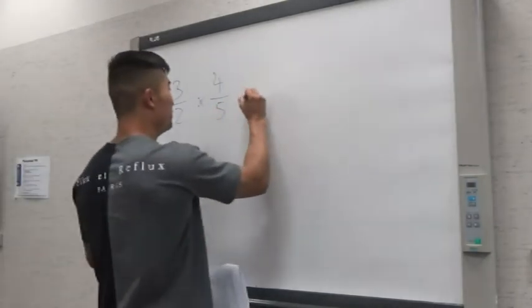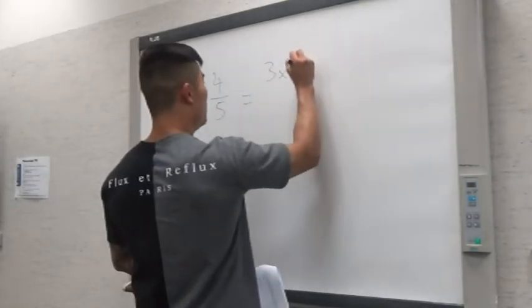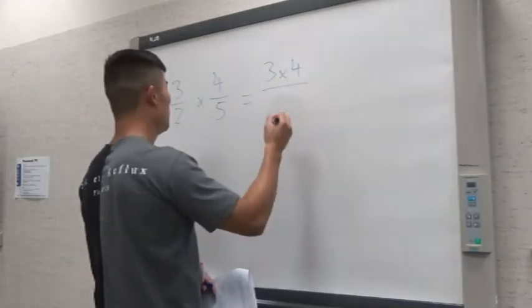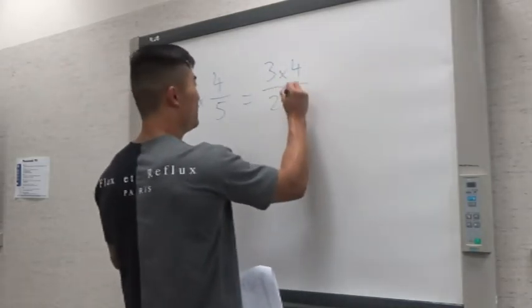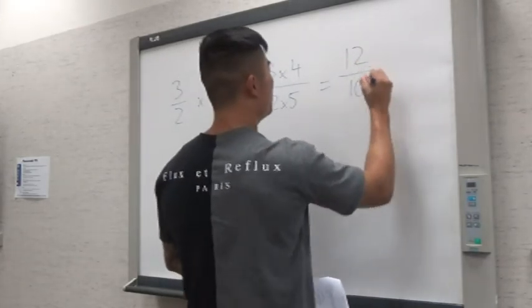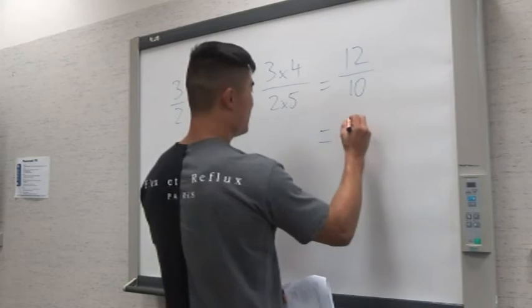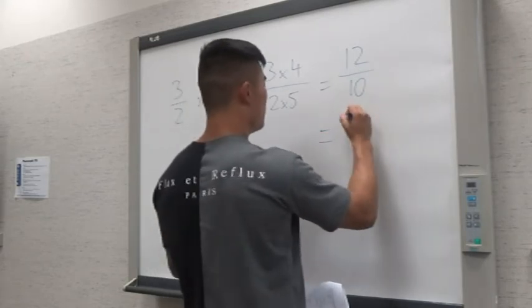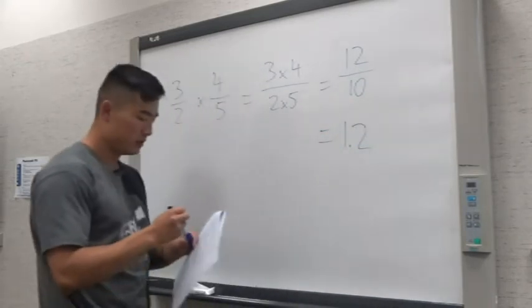So number one there, we've got 3 over 2 multiplied by 4 over 5. We just multiply the numerators and multiply the denominators. So that turns into 3 times 4 over 2 times 5. So that's 12 over 10. 12 divided by 10 is just 1.2. Okay?